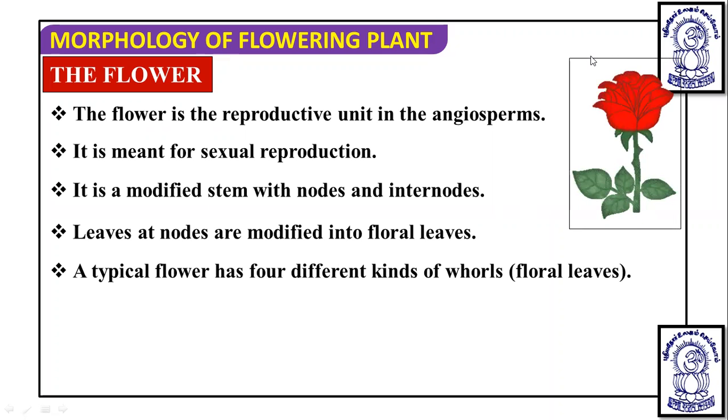If you see a flower, you will see the presence of calyx, corolla, androecium, and gynoecium. Here we are talking about the whorl. A whorl is nothing but a group. A group of sepals is a calyx. Sepal is a modification of a leaf. A petal is also a modification of a leaf, also a floral leaf. And the group of petals is known as corolla. In the same way, stamen and carpel are also floral leaves.